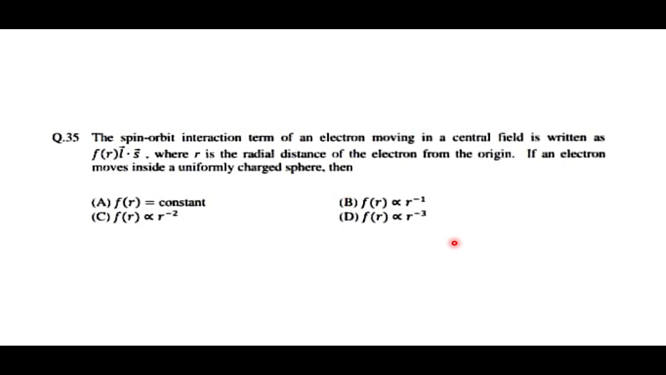Here one thing you have to know, because if you have read about the LS coupling, how an electron will behave in a generalized central field, if you know the expression, then you can easily solve this problem. Otherwise it will be a little bit difficult. So if someone knows what will be the spin orbit interaction term in case of potential V as a function of r, does anyone know?